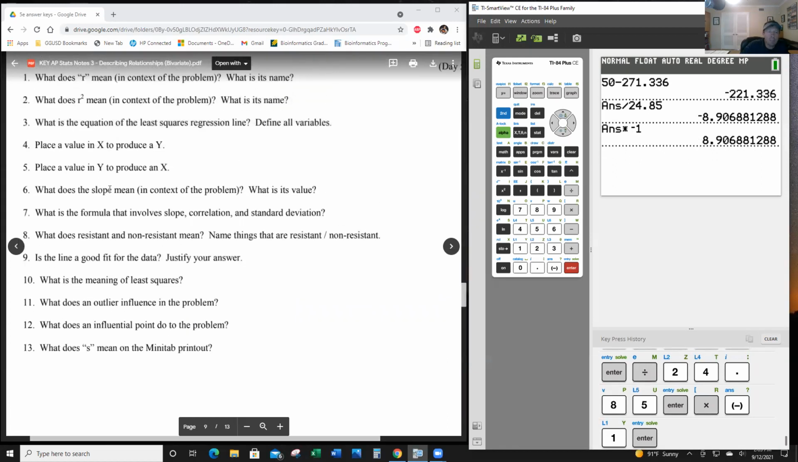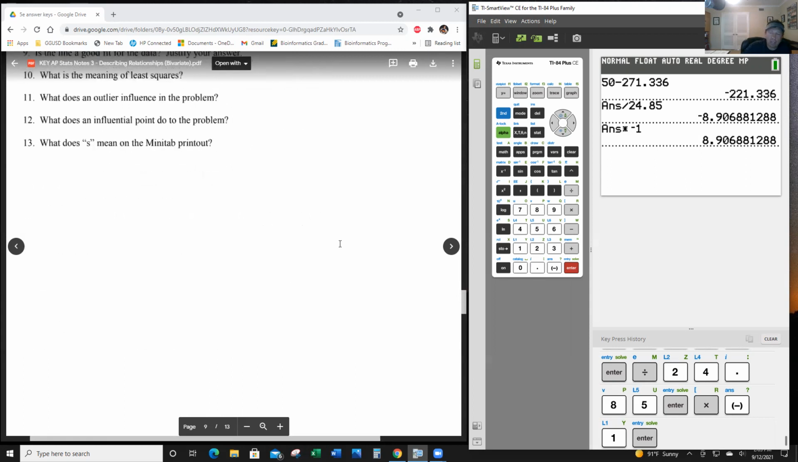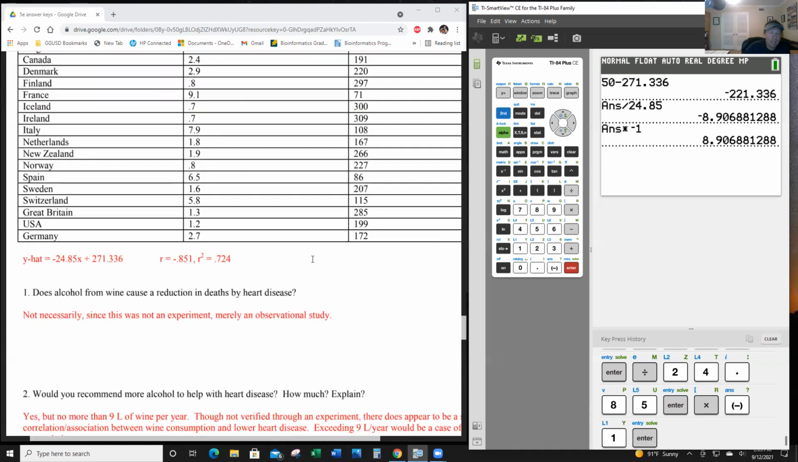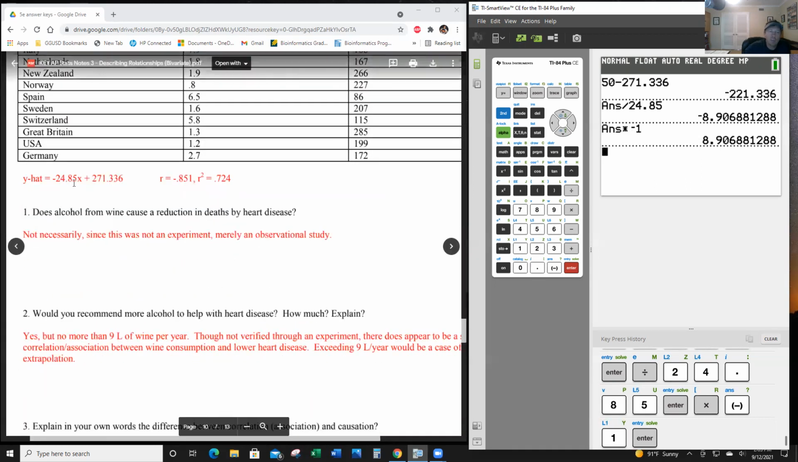What does a slope mean in context? What's its value? All right, the slope. Here's the slope right here. Negative 24.85. That means a decrease. So it's a for every statement. For every liter of wine consumed per year in a culture, the heart disease deaths is predicted to decrease by 24.85. A good little marketing campaign for the makers of wine. Okay.